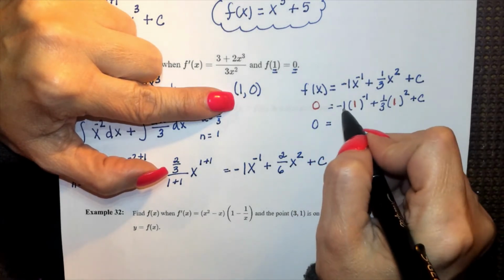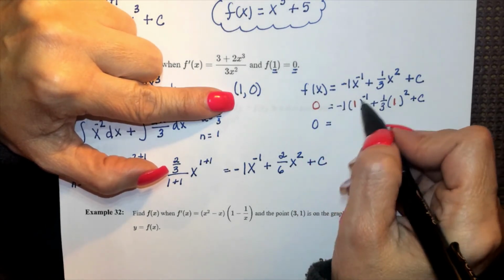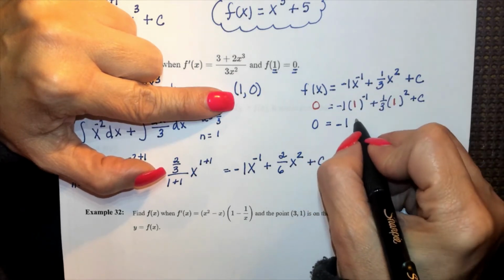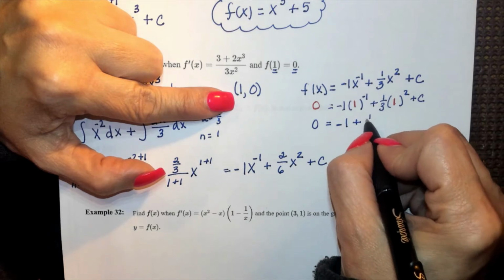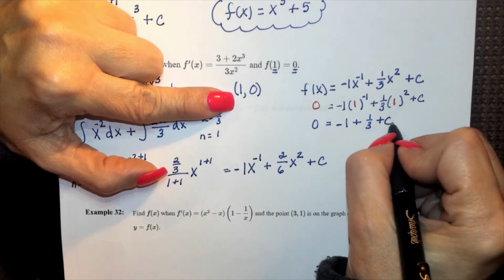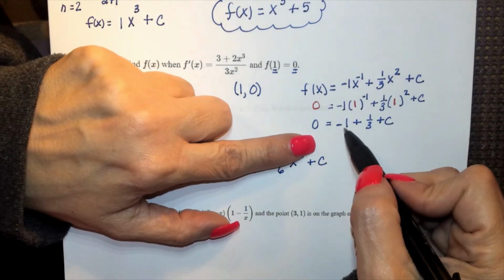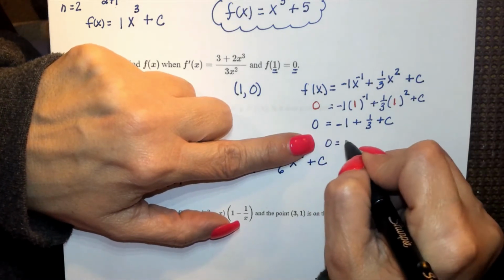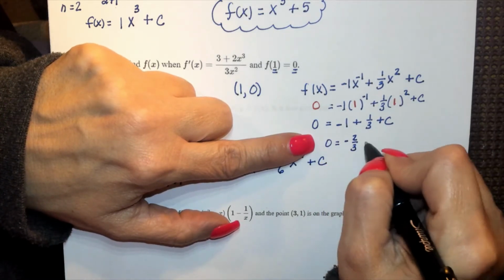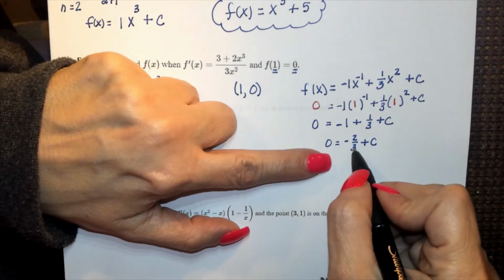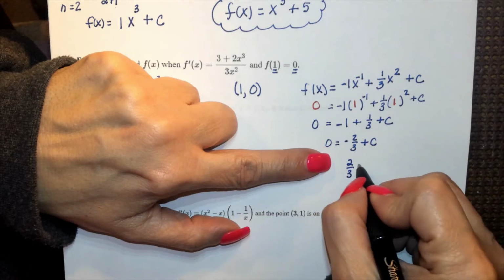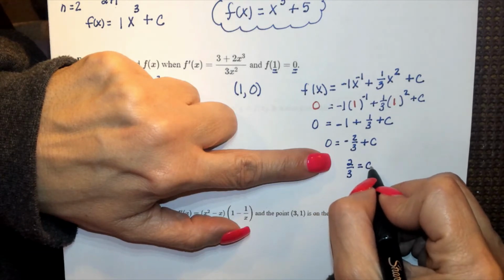0 equals negative 1. 1 to the negative 1, that's just like 1, so this ends up being negative 1. Plus 1/3 times 1 plus c. Okay, so 1 and 1/3, if I'm subtracting that, that's going to give me 0 equals negative 2/3 plus c. I'm going to move 2/3 to the other side and get positive 2/3 equals c.